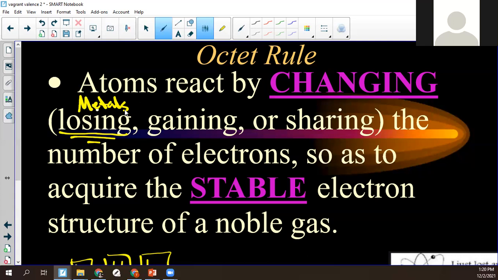Okay. Well, we've learned about opposites in the last couple of days. What do you think takes then, or gains, I should say? Nonmetals. Nonmetals want to become noble gases. The only way they can do it, well, the easiest way they can do it is to do what?